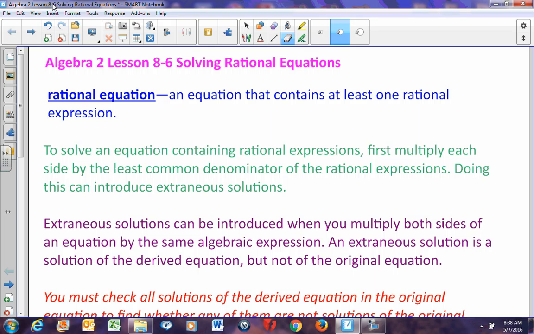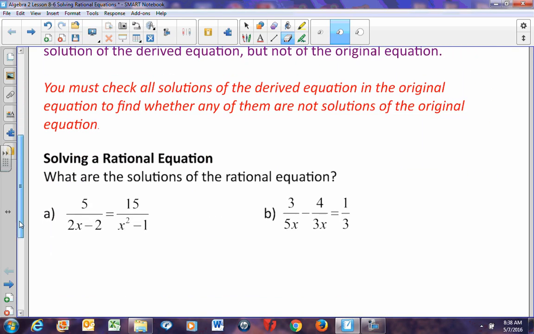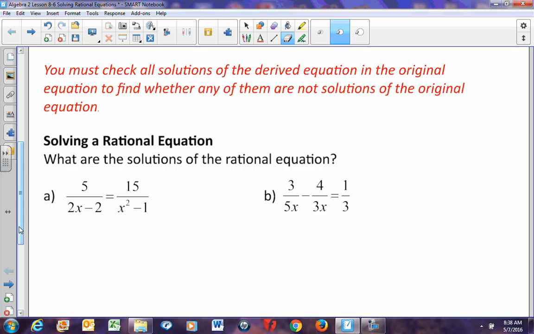Okay? But unfortunately, doing that can also introduce what we call extraneous solutions. Because when you multiply both sides of an equation by the same algebraic expression, an extraneous solution can be a solution of the derived equation, but not a solution of the original equation. Because of that, you must check all your solutions of the derived equation in the original equation to see if any of them may not be solutions to the original. So in other words, check everything. That's why it's in red.